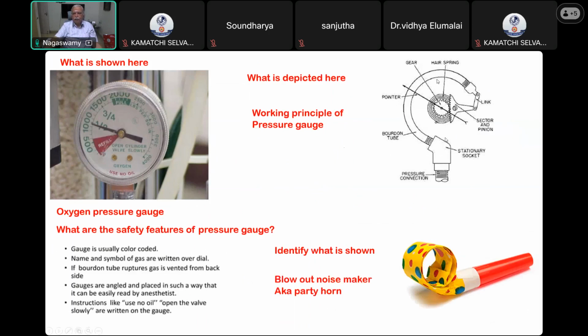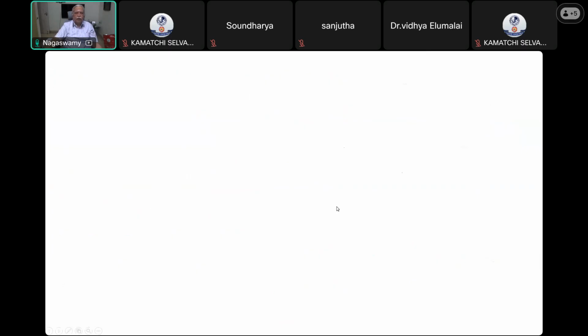Okay, so this is the same principle that is used. When you blow with a high pressure, this tube straightens out. So the same pressure and the same principle is used in that.